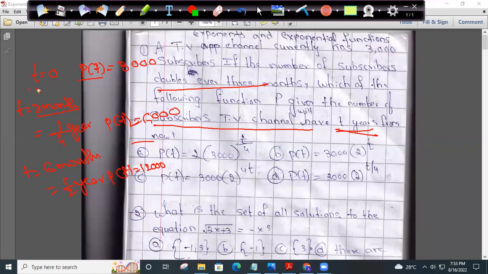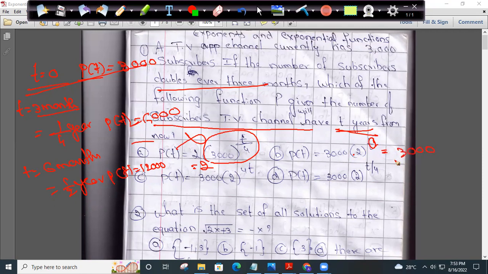So now I'll plug in T equal to 0. If I plug in T equal to 0, I should get 3000. So put T equal to 0 and see where you get 3000. For option A, 3000 to the power of 0 is 1, so you get 2 as the answer. So wrong answer. Put T equal to 0 in option B: 2 power 0 is 1.